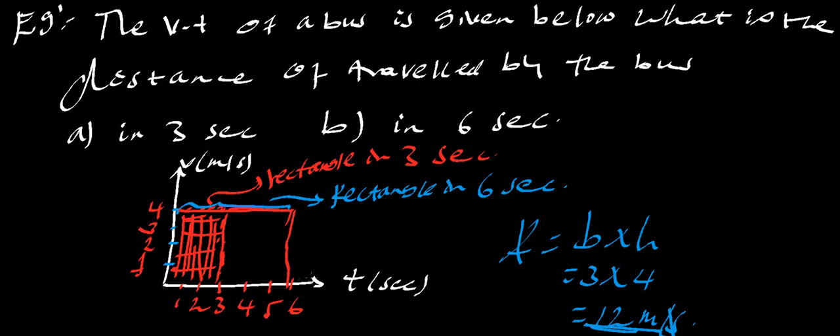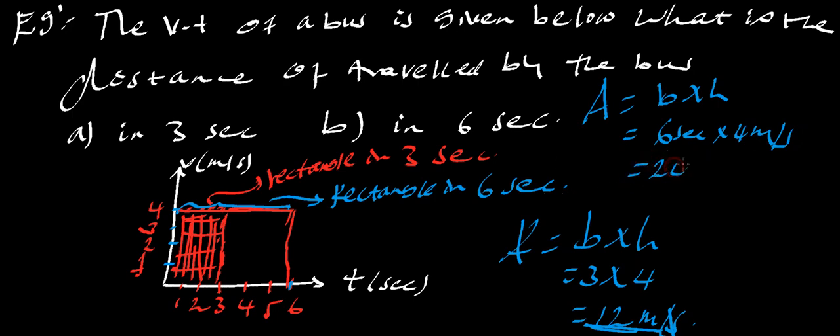For 6 seconds, you take the larger rectangle. This time, the base of the rectangle becomes 6 seconds, and the area equals base times height. The height is the same, 4 meter per second. If you multiply, you get 24 meter. This is the distance traveled by the bus in 6 seconds from the graph. That means we get distance from the velocity time graph.